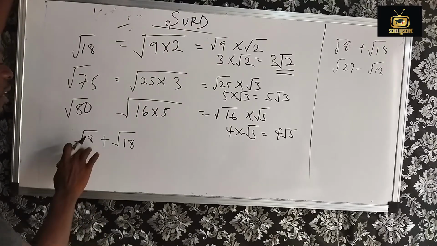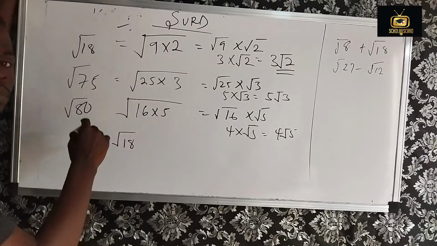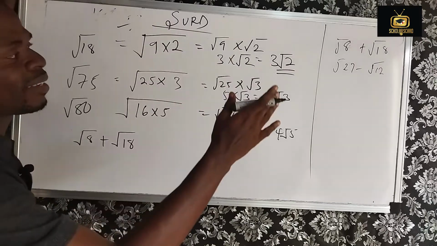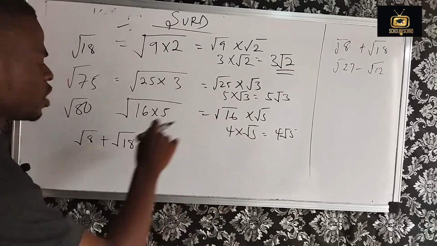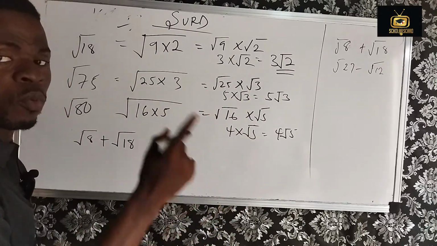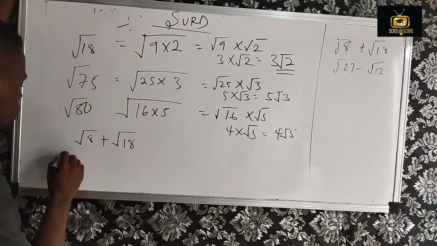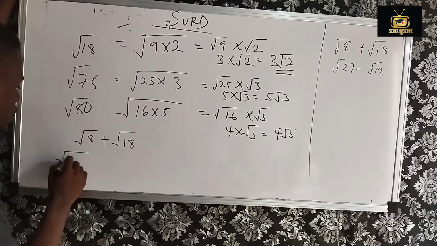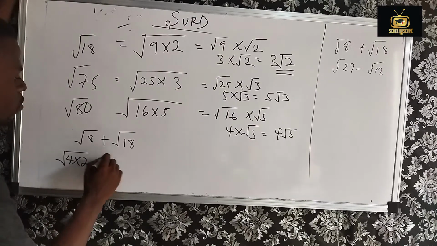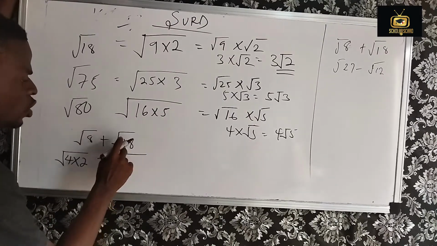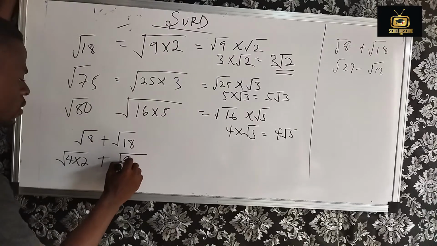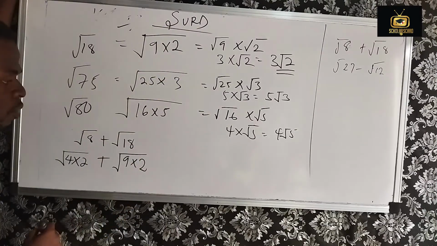Now look at this place. Like I said, we are going to express it as a product of two numbers, but one will be a perfect square. So in this place now, 8 will now become 4 times 2, plus 18 will be 9 times 2. So as we have it there.